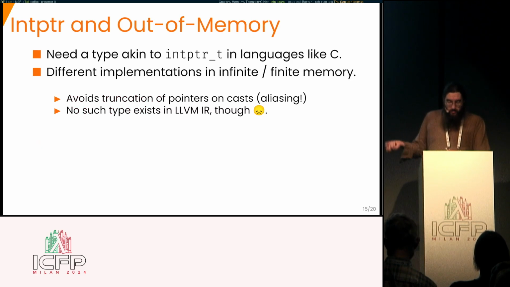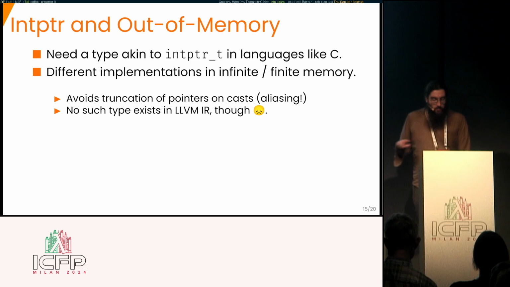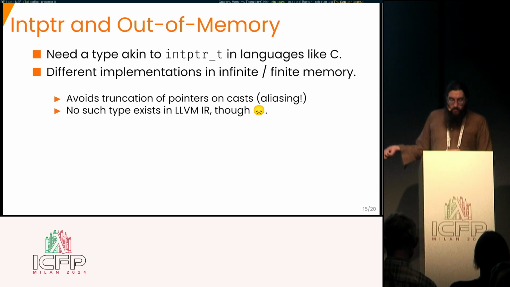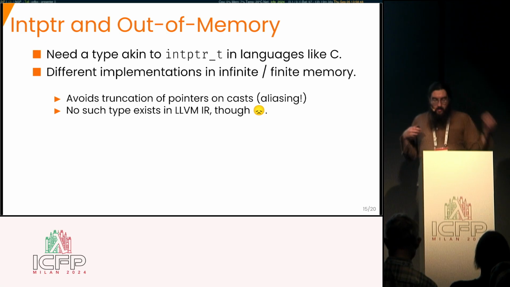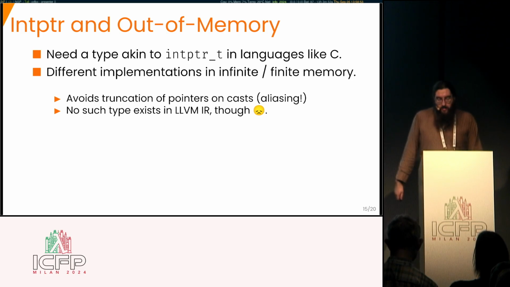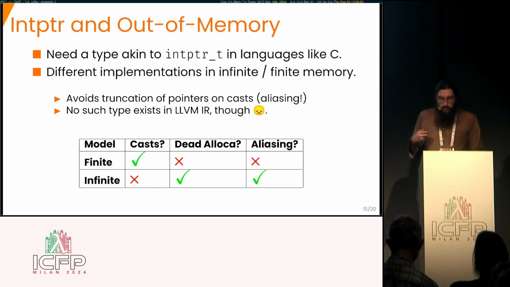The solution is actually quite simple. We just need an integer type with the same cardinality as pointers, which we will call the endpointer type. Such a type even exists in C already, but we'll have to add such a type to LLVM. In the infinite model, int pointers will be big ints, and in the finite model, they can, for instance, be bounded 64-bit integers if we have a 64-bit address space.